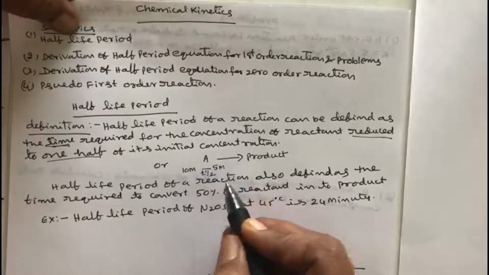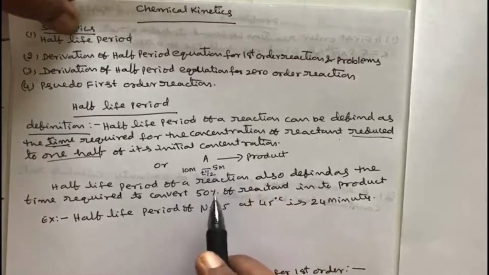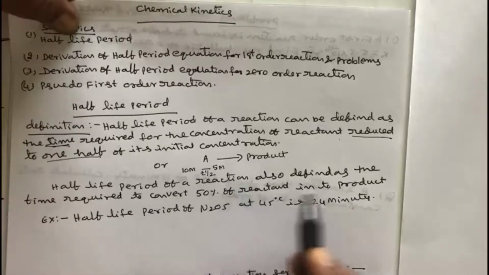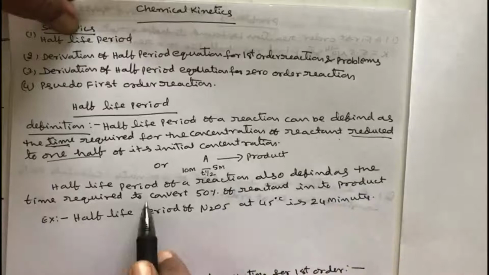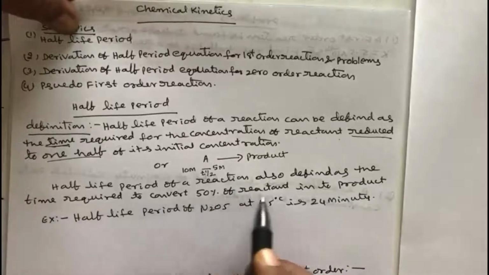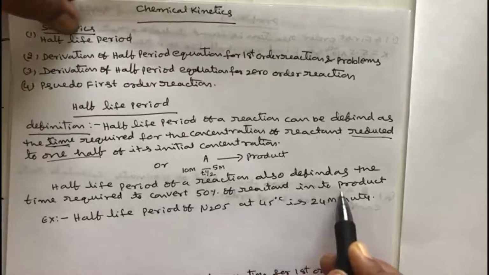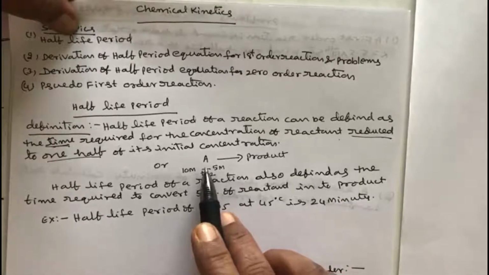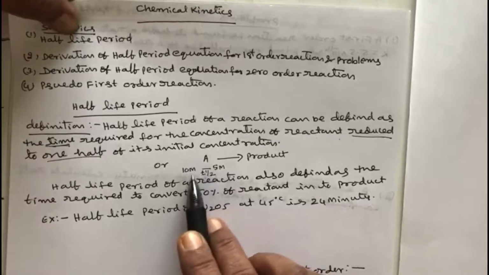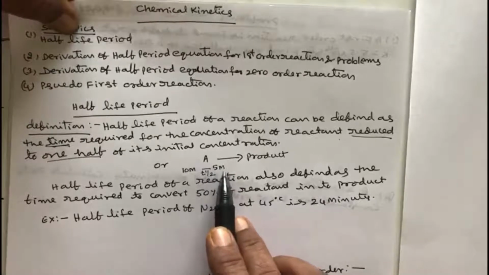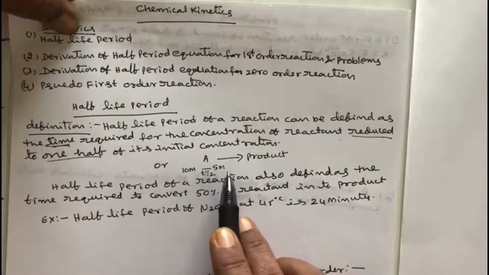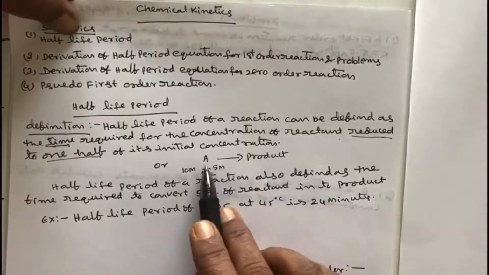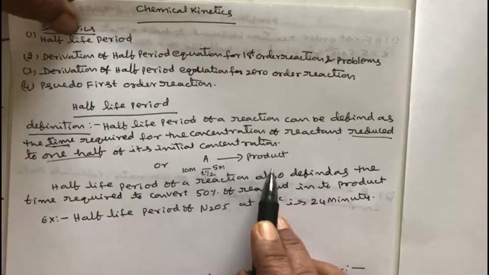The half-life period can also be defined in the following way: the half-life period of a reaction is also defined as the time required to convert 50% of the reactant into product. That means the initial concentration, suppose here 10 m, is converted to 5 m, that is 50%. That 50% is converted to product. At that time 50% reactants are there, 50% product are there.